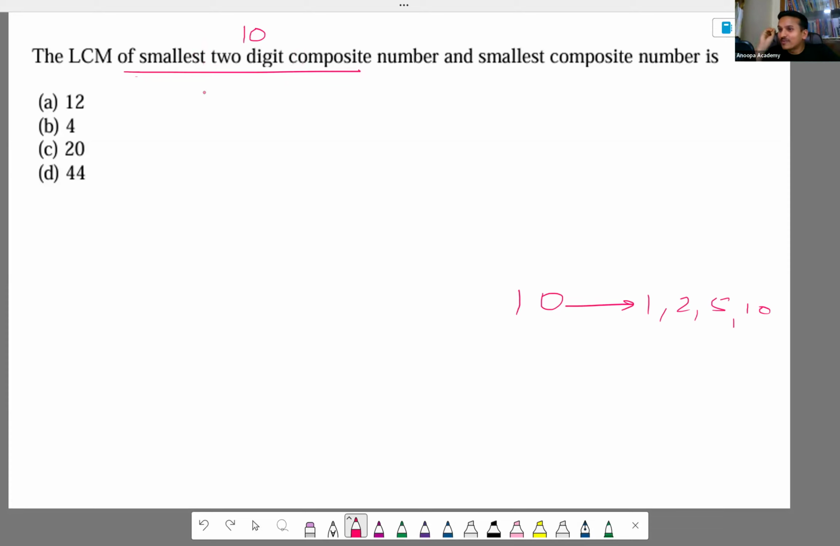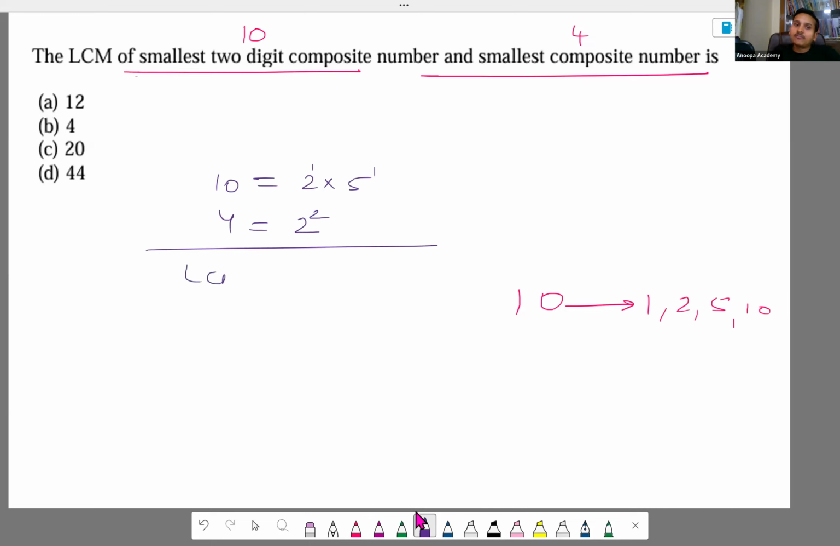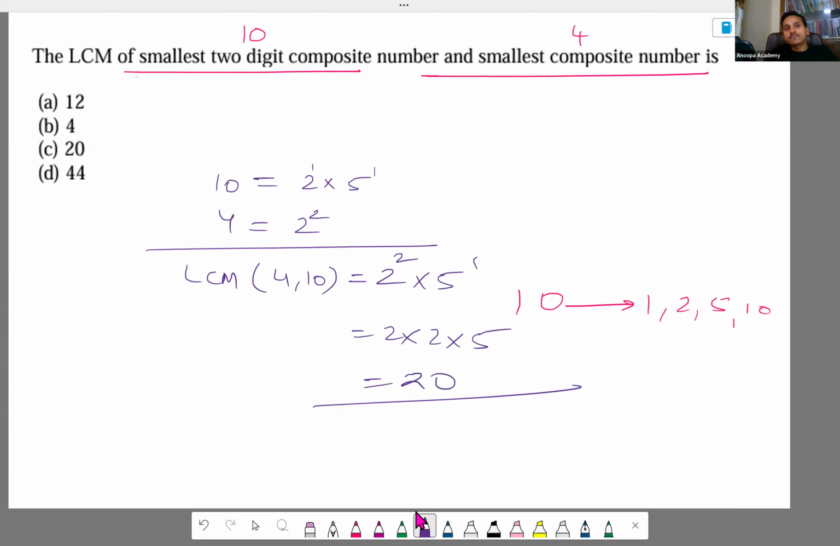So be present. And the smallest composite number is 4 only. So we have to find the LCM of that. 10 means 2 into 5, 2 to the power 1, 5 to the power 1. 4 means 2 to the power 2. LCM of 4 comma 10: in LCM, we write all the prime factors, 2 and 5, and put the highest power. So 2 to the power 2 means 2 into 2 into 5, that is 20. Answer is option C, 20.